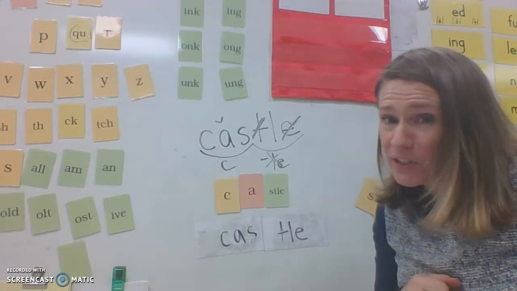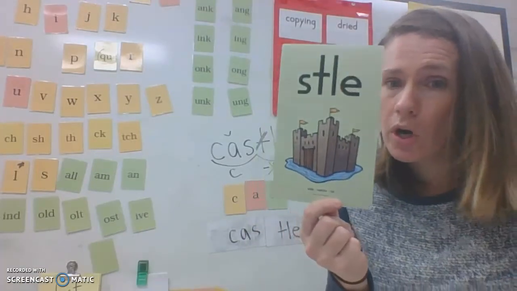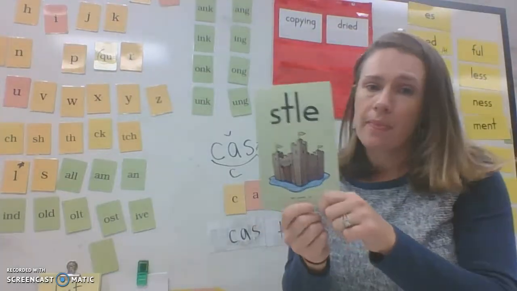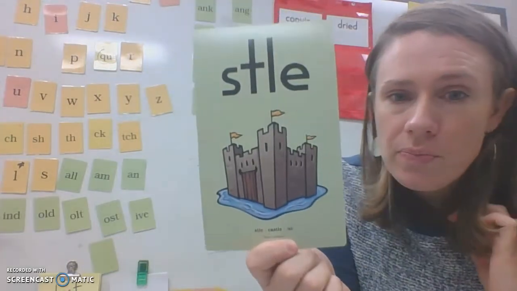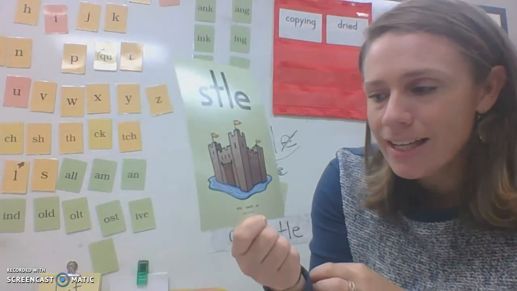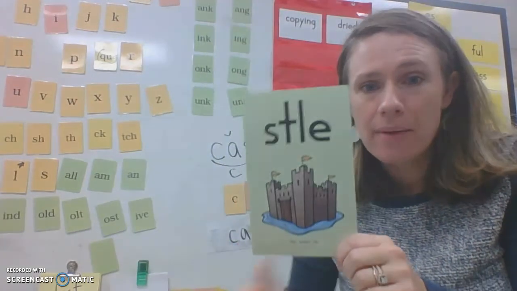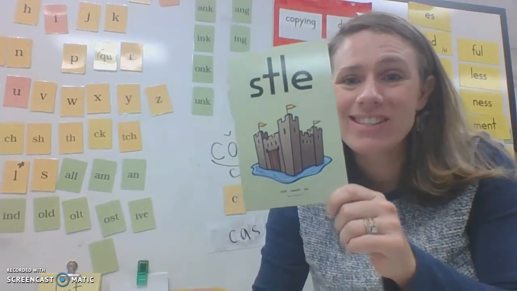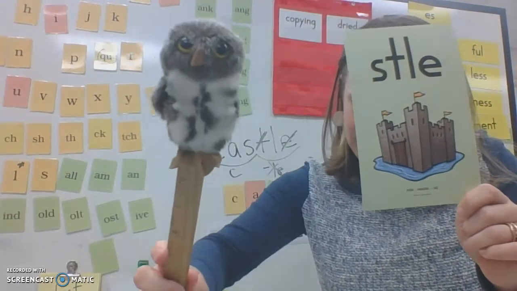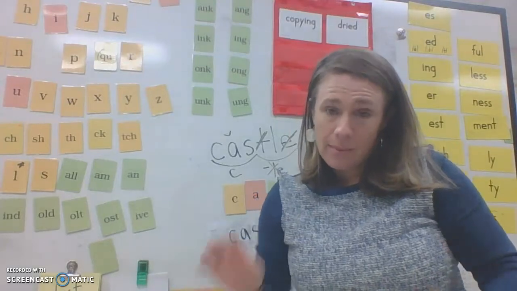Let's take a look at some more words like this. Okay, before we do more words, I want to show you our new card that goes with our green card. It's a picture of a sand castle. And for this card, we say STLE, castle, soul. You try it. STLE, castle, soul. Excellent.